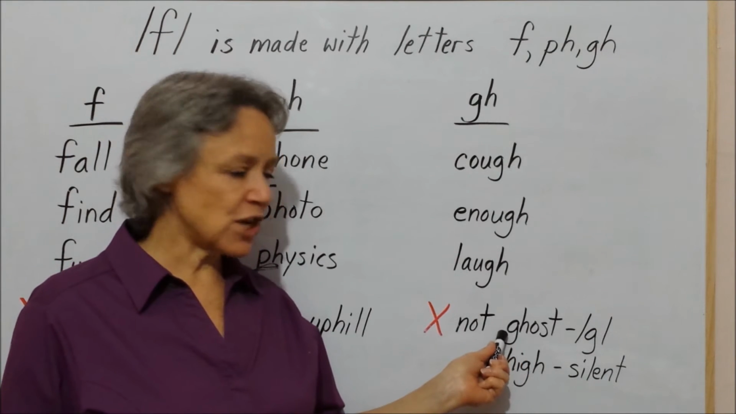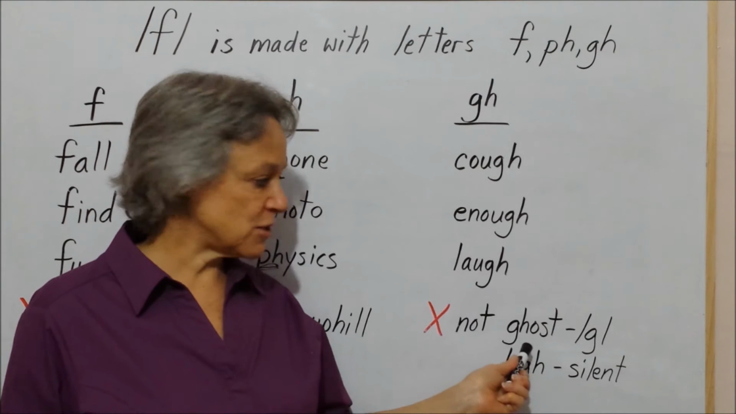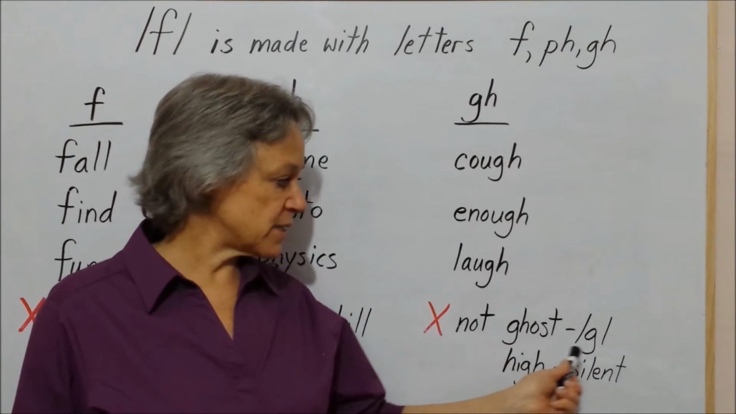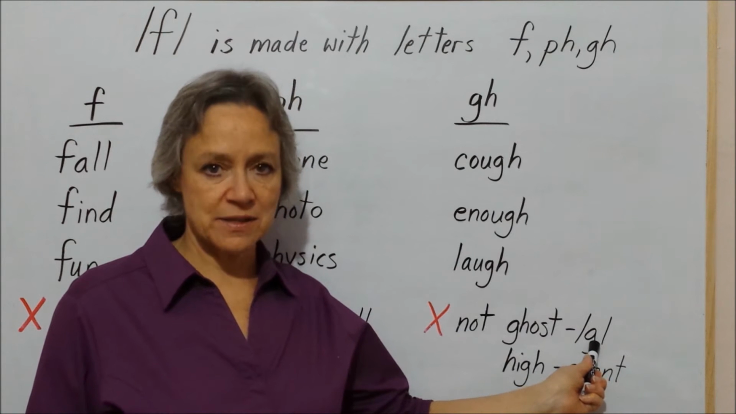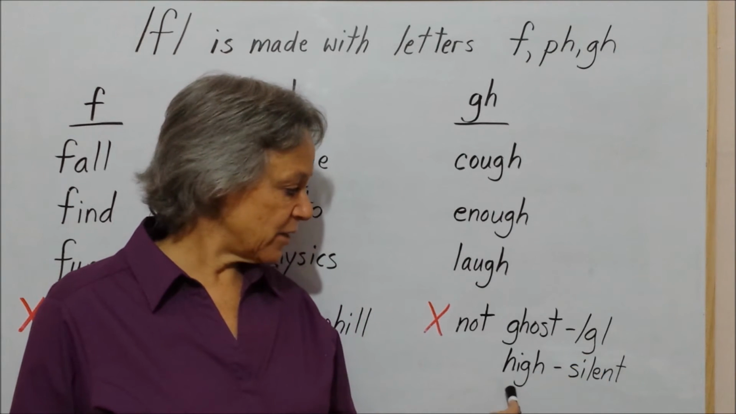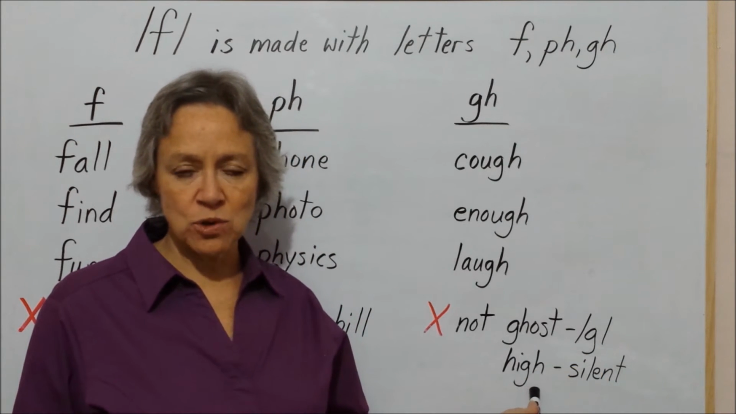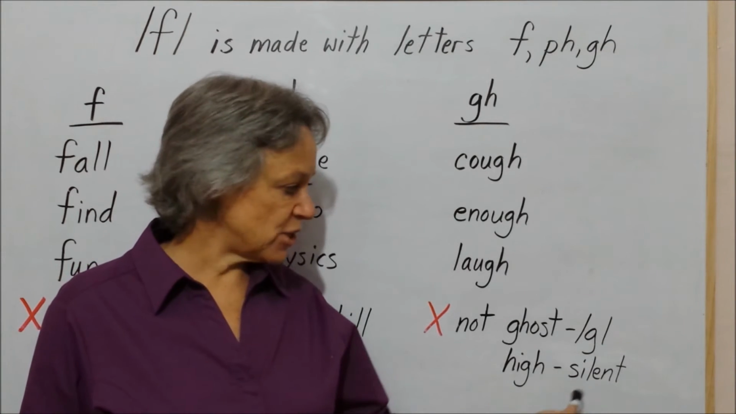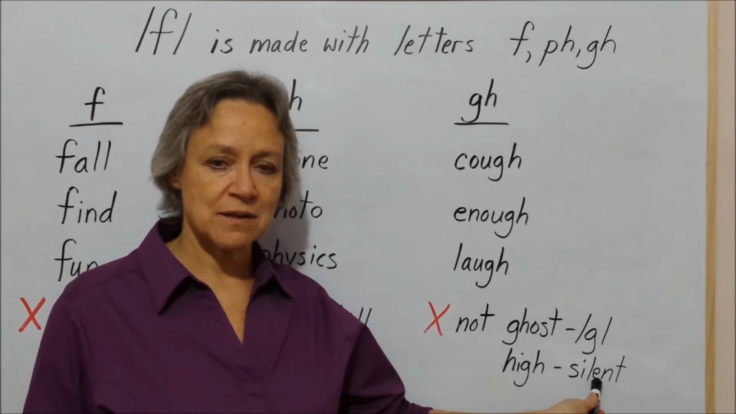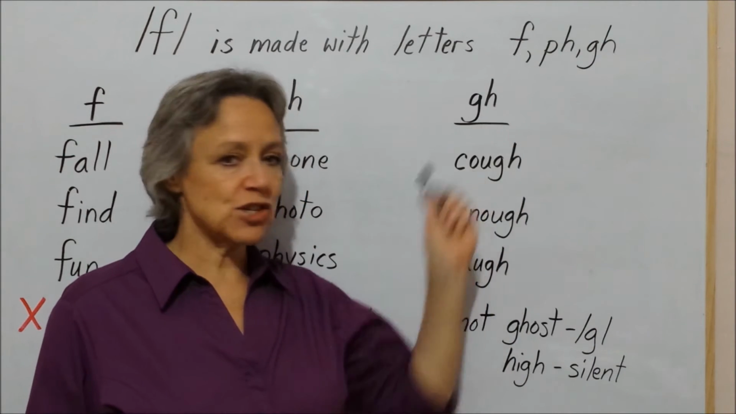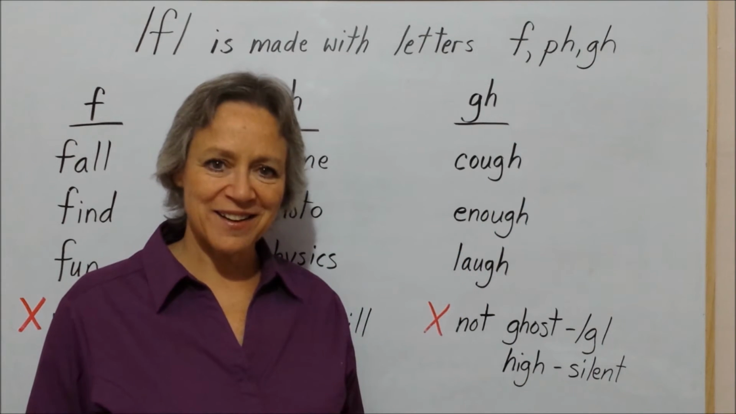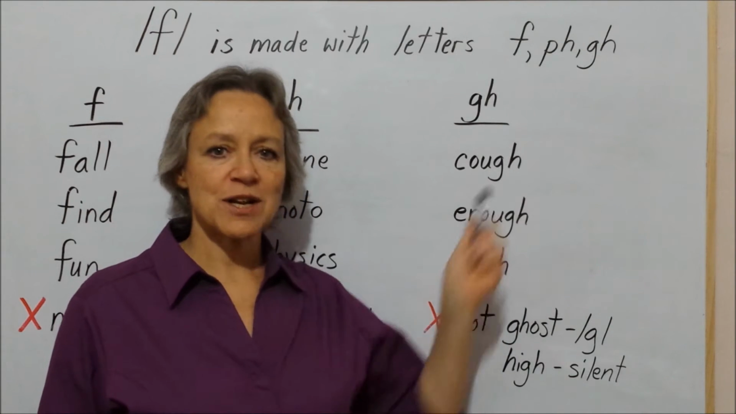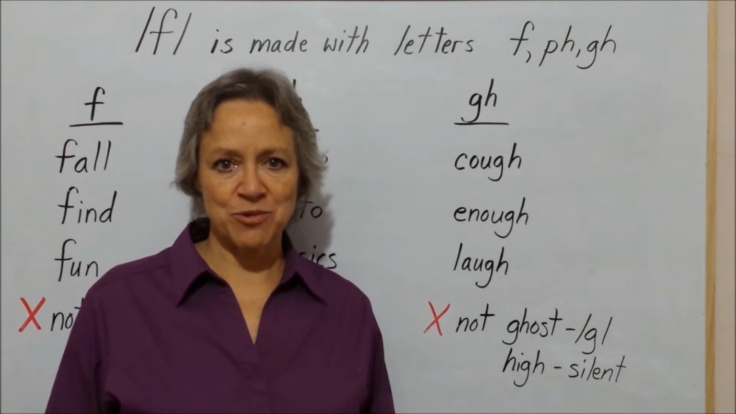Here I have GH at the beginning of a word. This is the word ghost. And here GH makes the G sound. Here I have GH at the end of a word. This is the word high, and the GH is silent. So the GH can make different sounds, okay? For this video, I'm showing you words where GH makes the F sound.